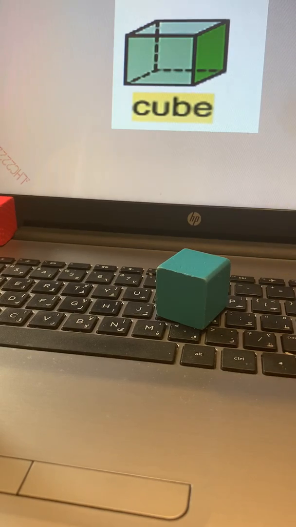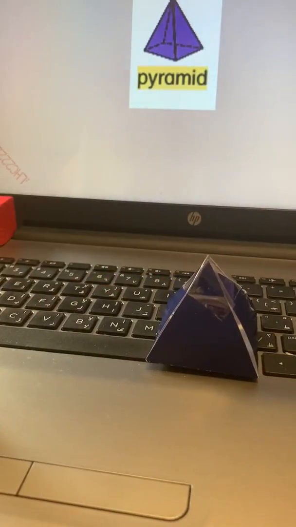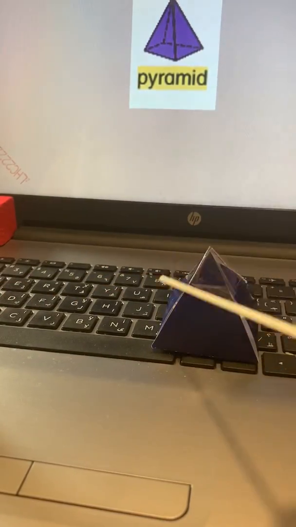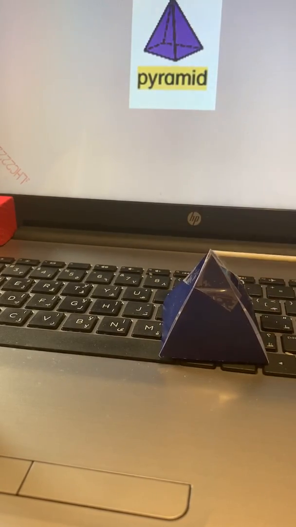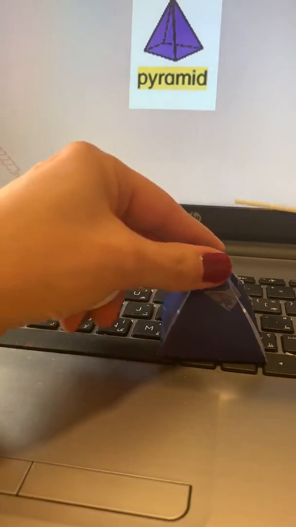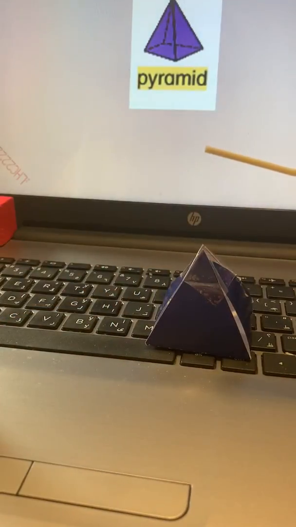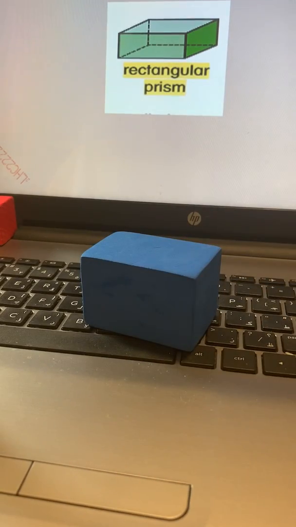Now we will see the pyramid. Look at this pyramid. Here it's flat, and here also a flat surface. So these are 4, and I have one more down like a square. So this is a pyramid.